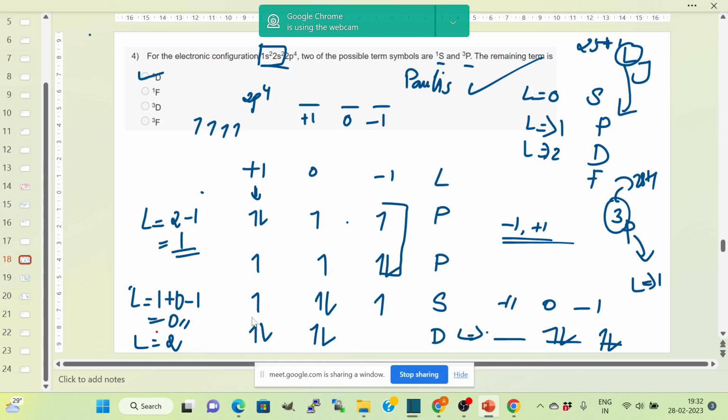Now we can arrange two electrons in the zeroth state. So it will be 1 plus 0 into 2 minus 1, right? So 1 and 1 will cancel out. So basically we have 0. And for L is equal to 0, we have S.